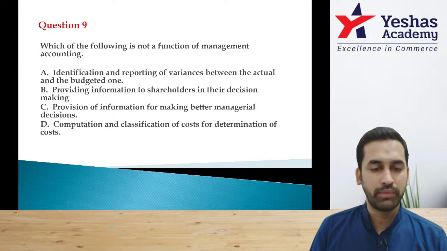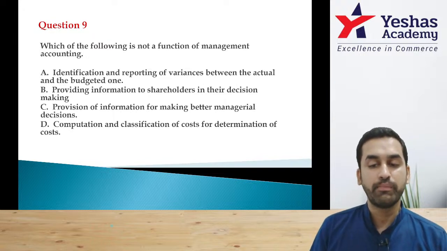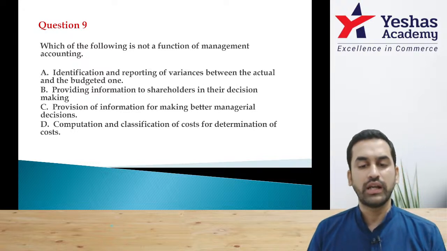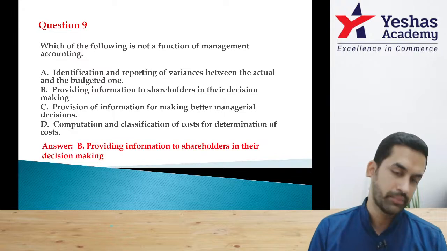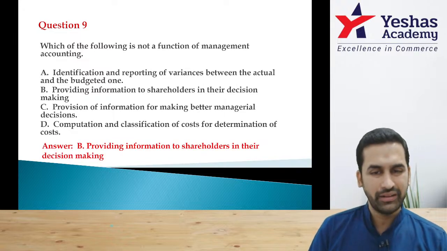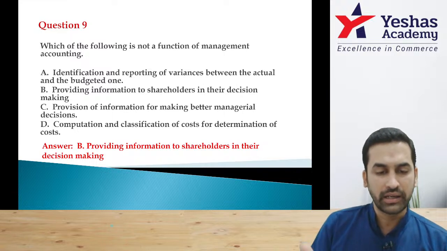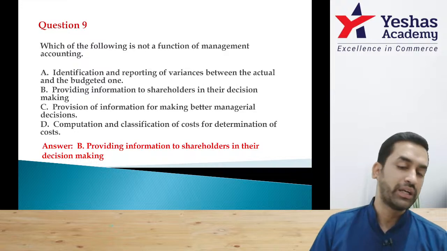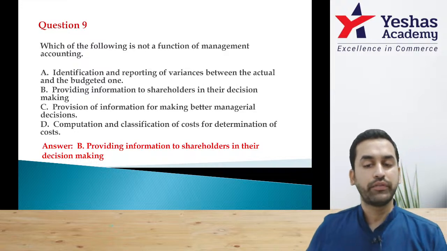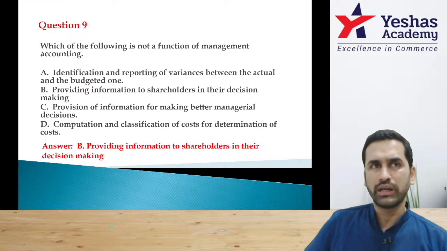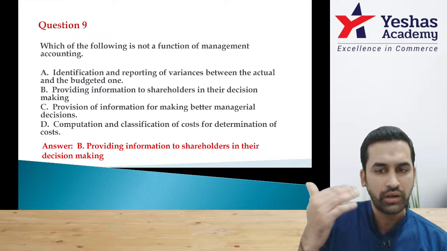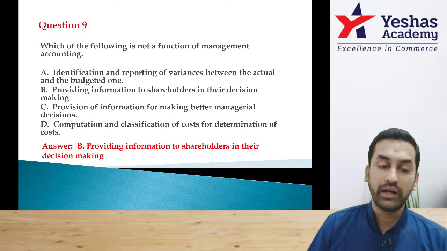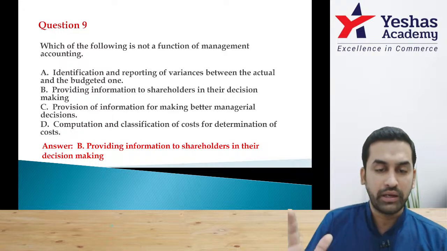Anyway, let's see option number C. Provision of information for making better managerial decision. This is true. This is the function of management accounting. D: Computation and classification of cost for the determination of cost. That is also in a way not exactly management accounting, but I can still consider that because option B is a totally wrong answer. Option D is not a complete wrong answer because this is a cost accounting function. This is not a management accounting function. Correct? Observe. But option B is a total blunder.